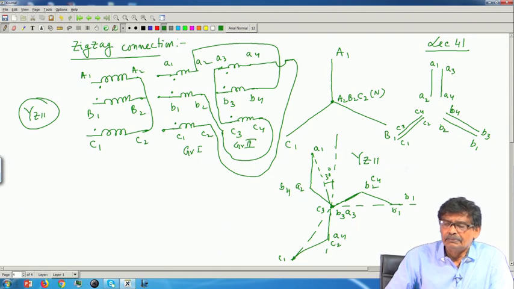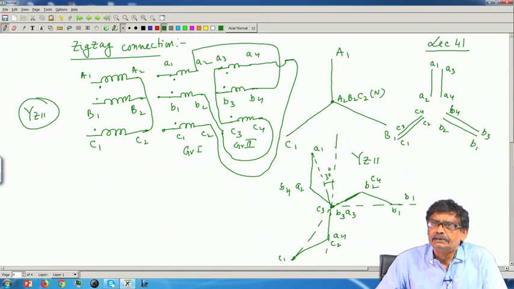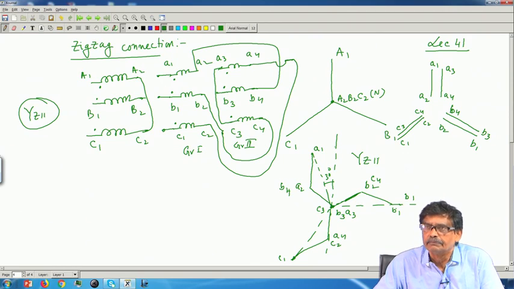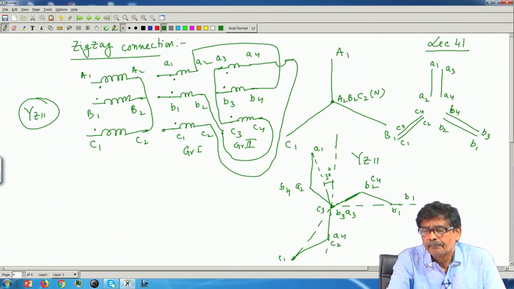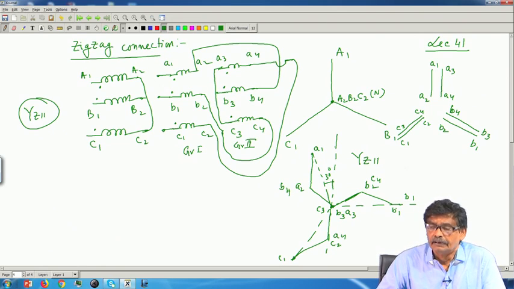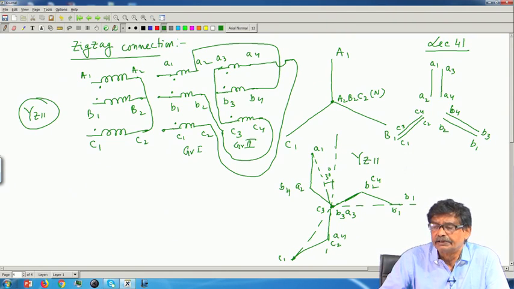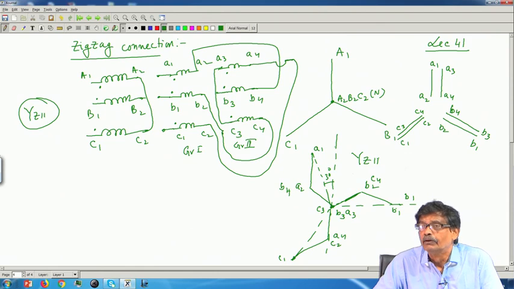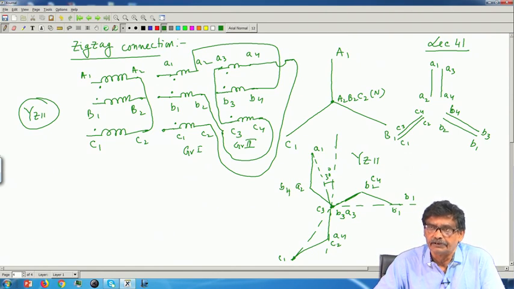Okay. Similarly, you can try a delta-zigzag connection. I leave this to you as an exercise: whether primary delta and secondary zigzag can be connected or not, and what the possibilities are. Zigzag connection essentially means two coils in series, essentially a star connection, but the coils belong to two different phases. There are some advantages of this connection.